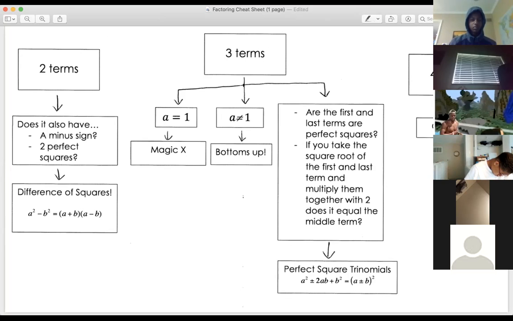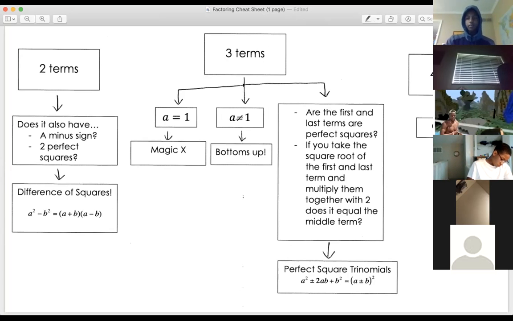I like to have this sheet printed out when I do factoring problems, just to check and see which method to use. So I highly suggest doing that, or just having it up on your computer when you're solving factoring problems. It really helps you organize what method to use in which situation. Any questions about that?